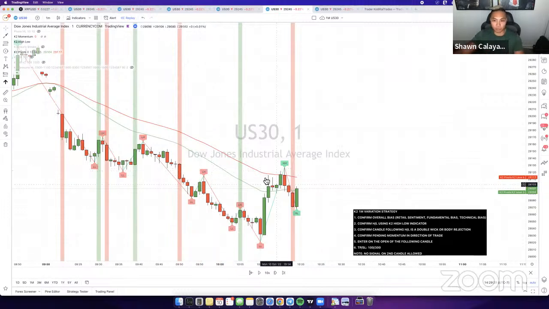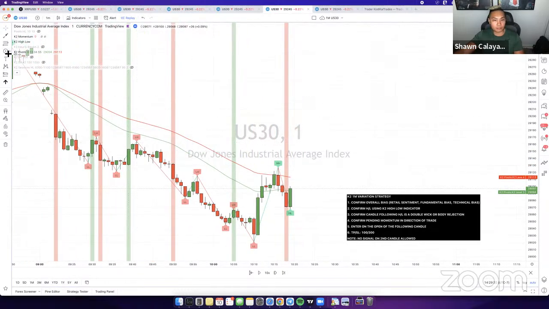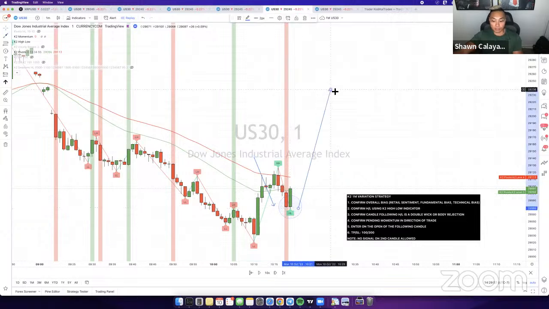But let me just show you a couple more examples of these V1s. So we have another low right here. And this is going to be an example for a buy. Because when you're looking for double body or double wick rejections from the bottom, you're looking for buys. If you're looking for a double wick or double body from the top, then you're looking for a sell, obviously, right? Because if you get this on the bottom, this is a reversal pattern. So if price is coming down and you see something like this, this is going to confirm that price is going to likely reverse to the upside.